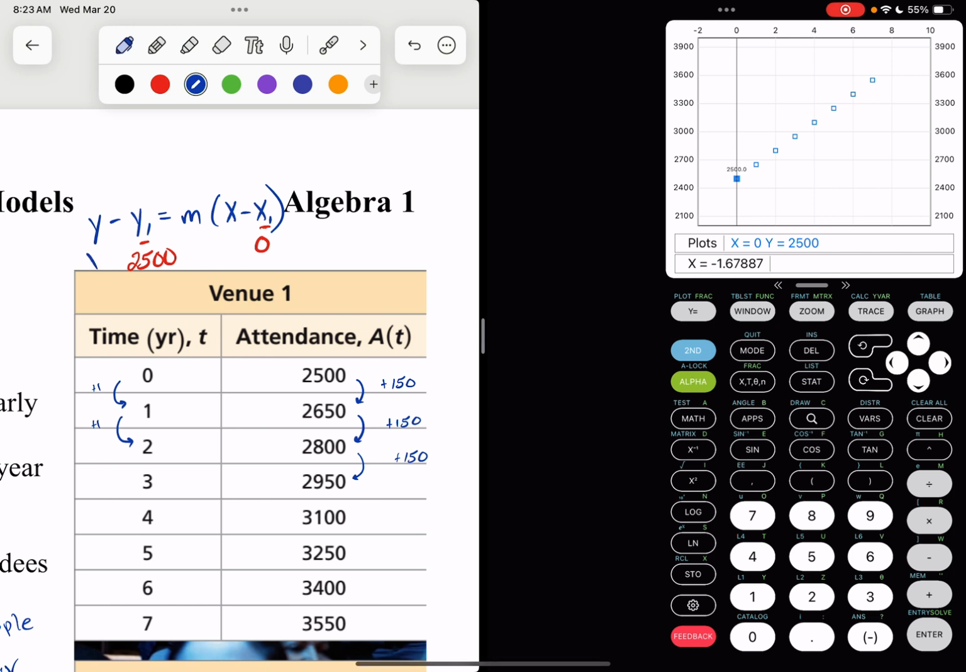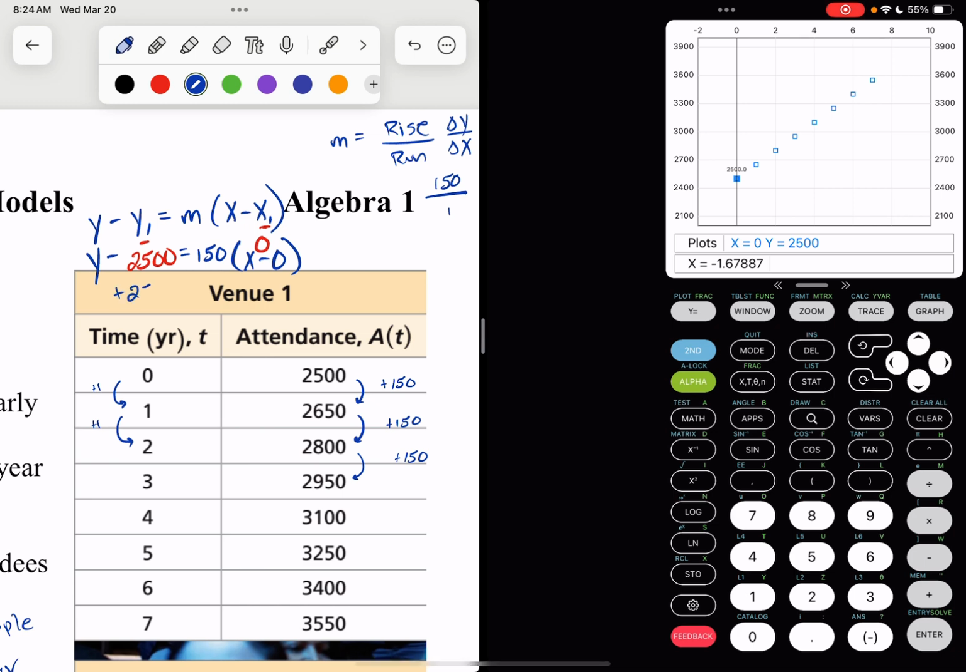So we'd have y minus 2,500 equals slope. What is my slope? Rise over run, which would be change in y over change in x. We know here my change in y goes up by 150 each time. My change in x over here goes up by 1. So my slope is 150 over 1, times x minus 0. So we can simplify this a bit. x minus 0 is just x.